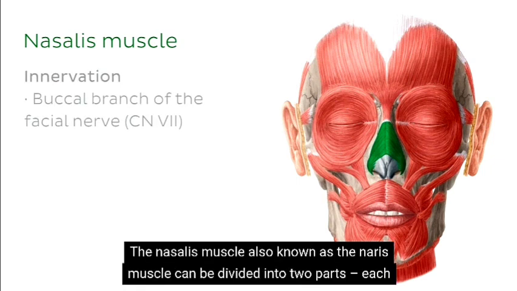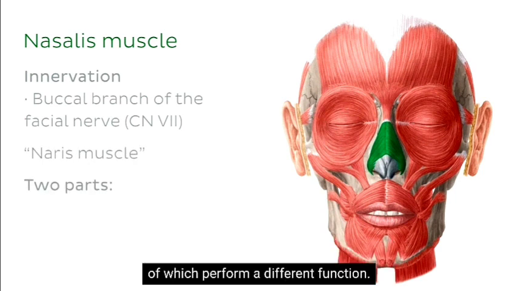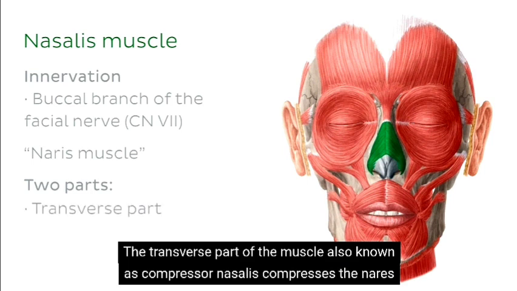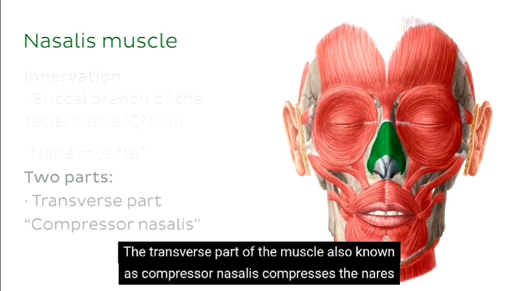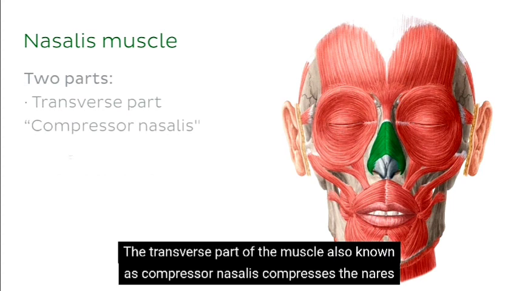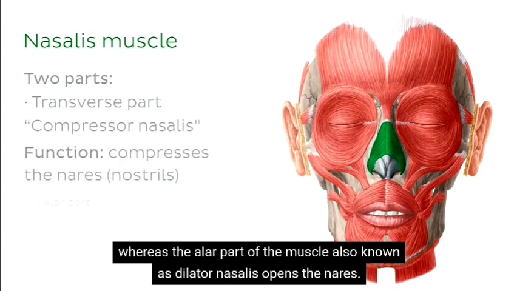The nasalis muscle, also known as the nares muscle, can be divided into 2 parts, each of which perform a different function. The transverse part of the muscle, also known as compressor nasalis, compresses the nares, whereas the alar part of the muscle, also known as dilator nasalis, opens the nares.